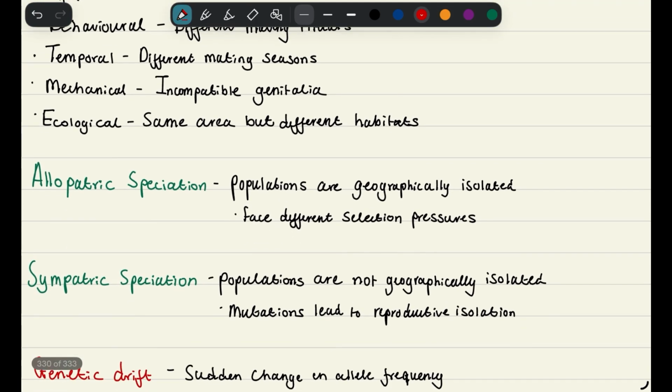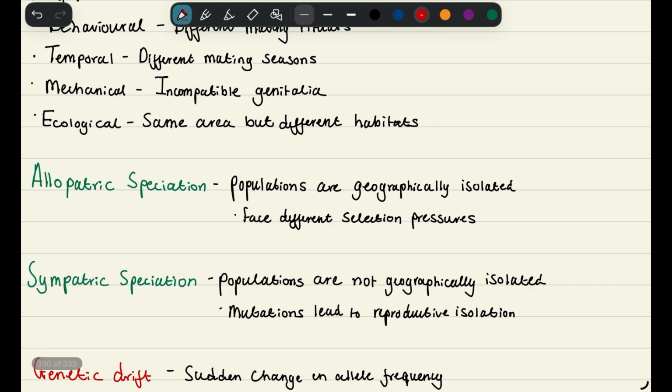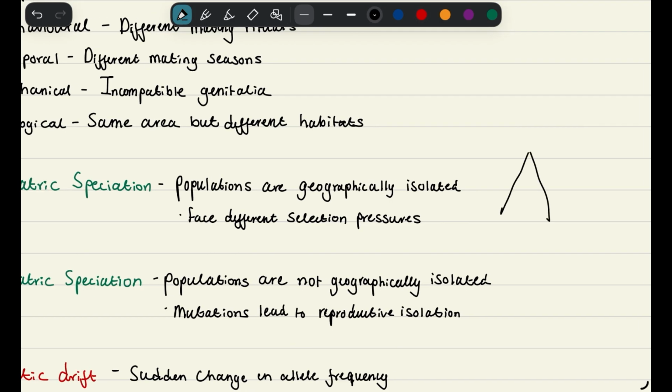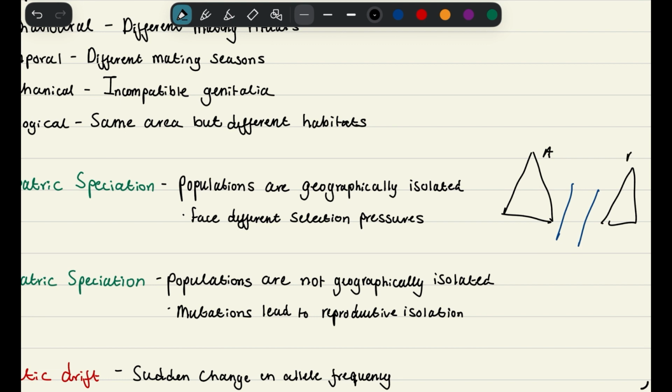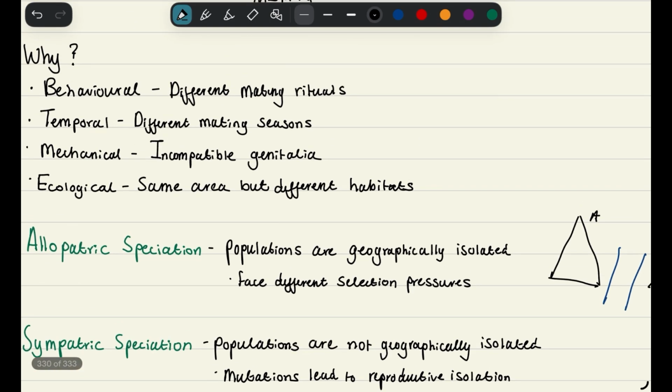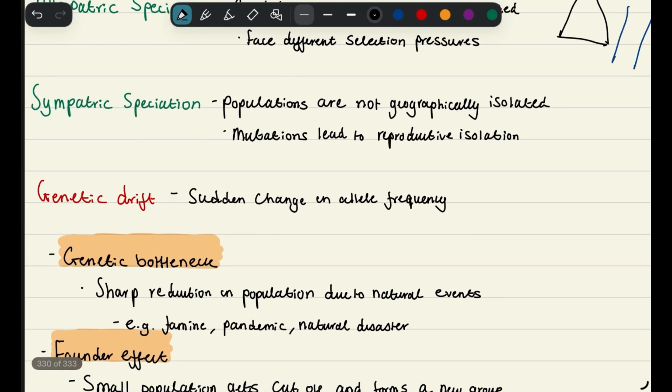Cool. Allopatric speciation versus sympatric speciation. Again, just good ones to know. So allopatric means that there's geographical isolation. So typically you'll maybe get a hill, and then a river separating it, and then another hill or something, and you'll have species A living here and species B living here, and that's why they won't be able to interbreed. So that's why you'll get speciation. Sympatric speciation is where they're not geographically isolated, so they live in the same area, but then you're more looking at these kinds of reasons as to why we're having speciation, right?